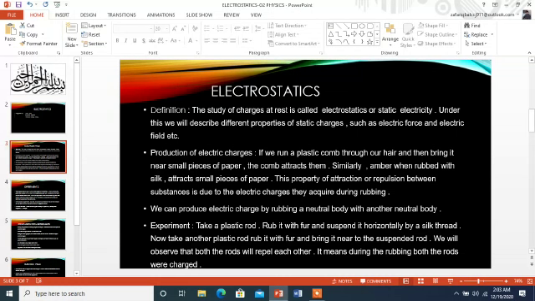Production of electric charges. If we run a plastic comb through our hair and then bring it near small pieces of paper, the comb attracts them. Similarly, amber, when rubbed with silk, attracts small pieces of paper. This property of attraction or repulsion between substances is due to the electric charges they acquire during rubbing.